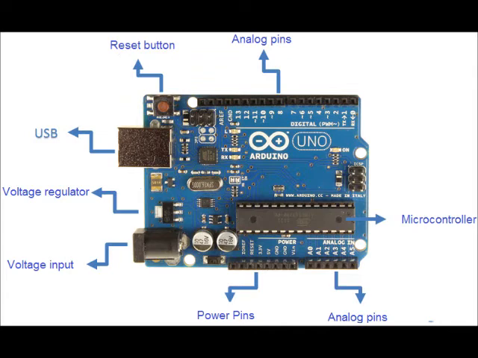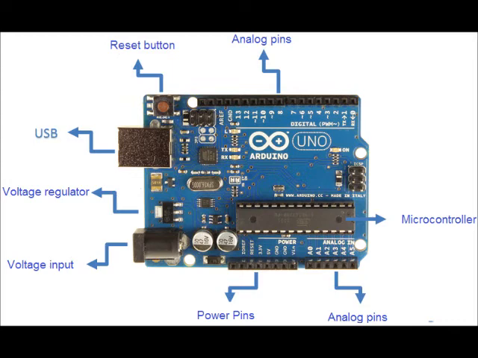It can be used for digital input, for example, if a button is pressed, and for digital output, such as turning on an LED. And the last, number 8, is the microcontroller. It is used to execute all the instructions that you put in the code.